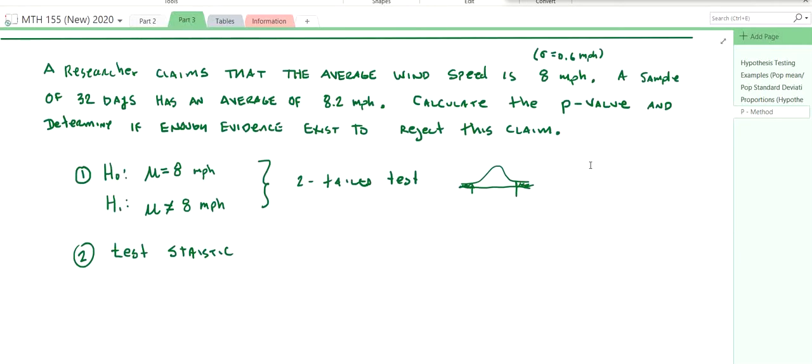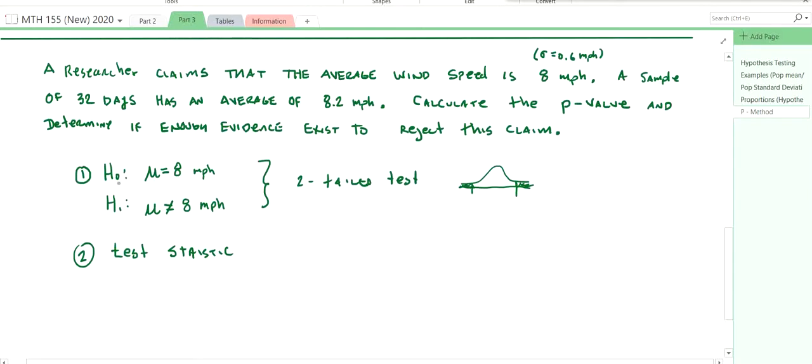Okay, let's try another example. A researcher claims that the average wind speed is 8 miles per hour, with a standard deviation of 0.6 miles per hour. A sample of 32 days gives us an average of 8.2 miles per hour. So our sample average is 8.2. Calculate the p-value and determine if enough evidence exists to reject this claim.